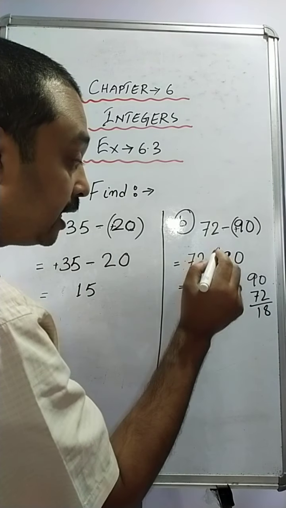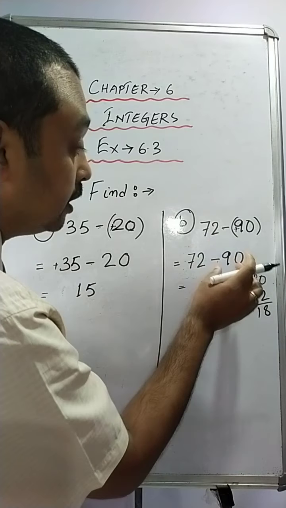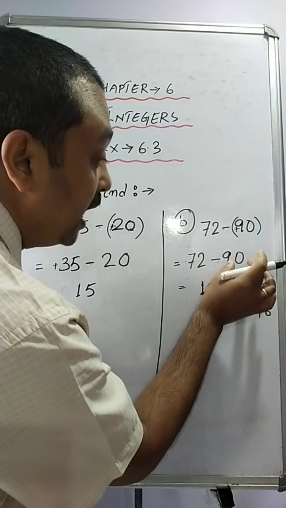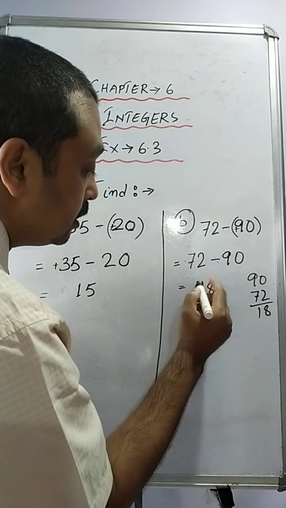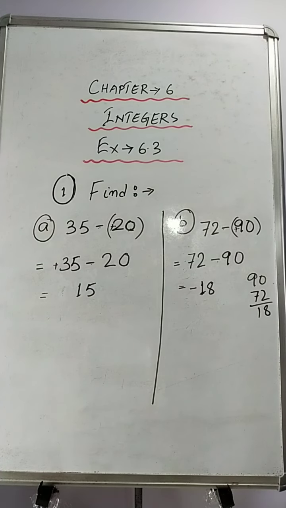Now finally we'll check which sign is greater. For that we have to see which number is greater. So 90 is greater. When 90 is greater, which sign is it carrying? Minus. So now we have to put the minus sign. This is as easy as this. Now come on, let's move on to sum number C.